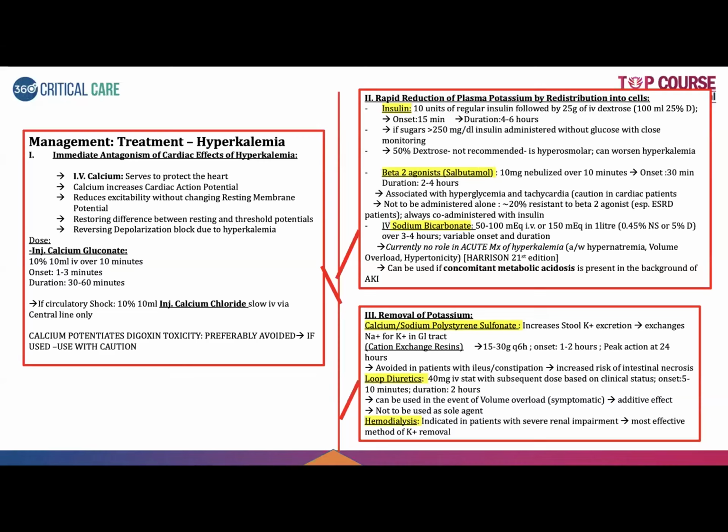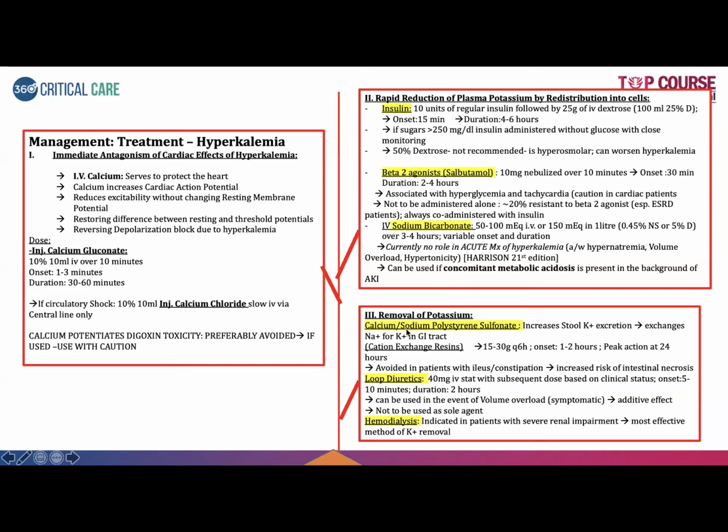Next drug would be soda bicarb. Is it really recommended? Okay. So currently there is no role in acute treatment of hyperkalemia, but in patients with concomitant metabolic acidosis, yes, soda bicarb can be given. So 50 to 100 milliequivalents IV, or an isotonic bicarb, like 150 milliequivalents in 1 liter over 3 to 4 hours, can be given. Okay, removal of potassium.